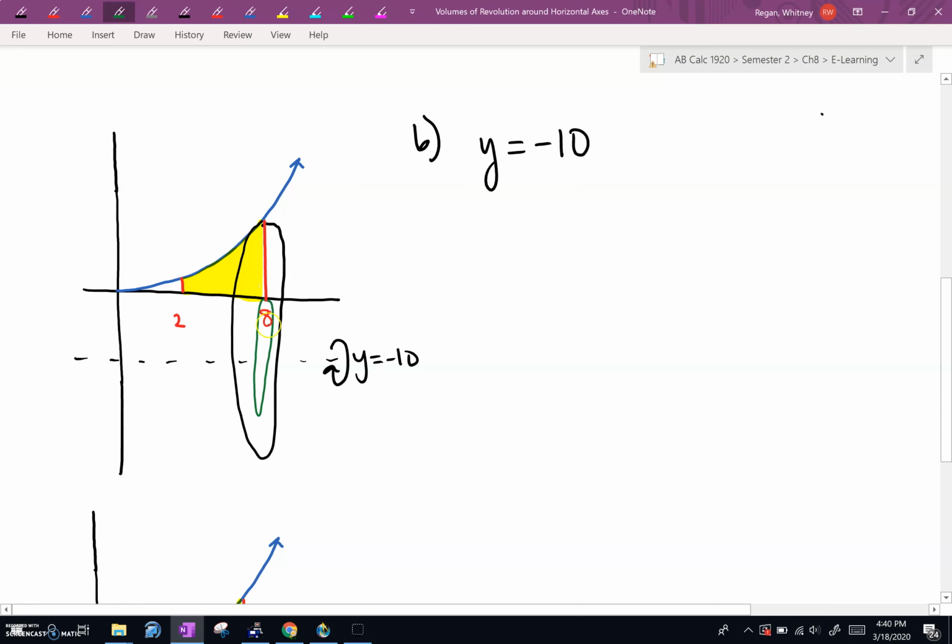What I like to think about is there is an outer radius, the one furthest away from the axis of rotation, which is r out. And the one closest to the axis of rotation is our r in. So when we have washers, I like to think of it as the whole volume minus the hole. And we need an r out. That's our outer radius, furthest from the axis of rotation. So for us, that would be x squared minus that -10.